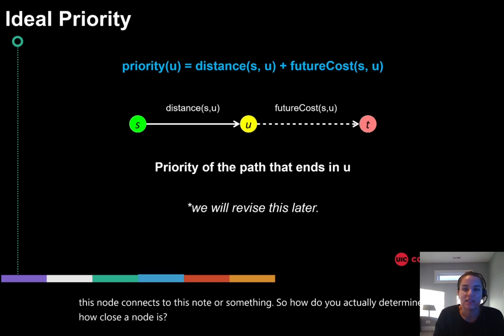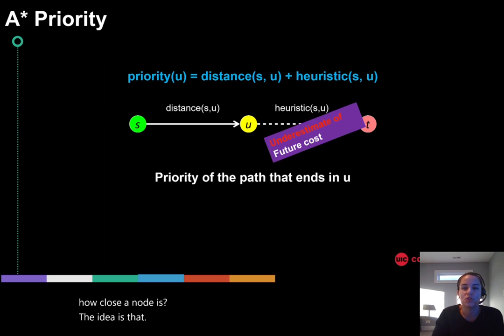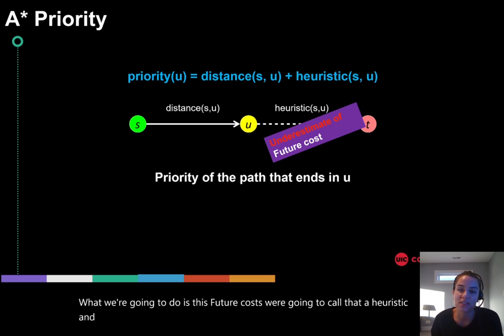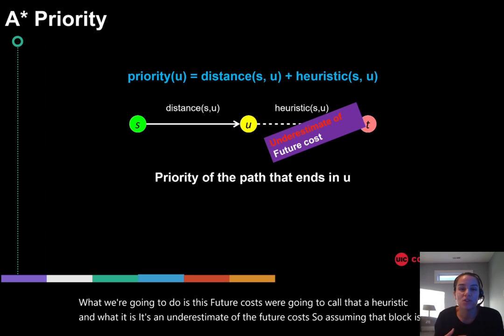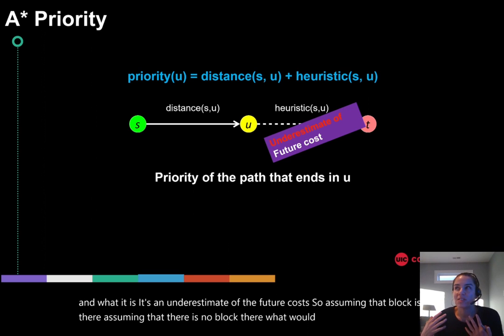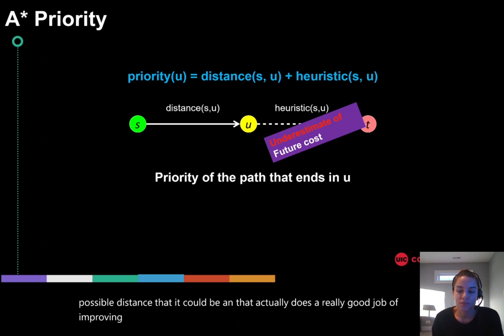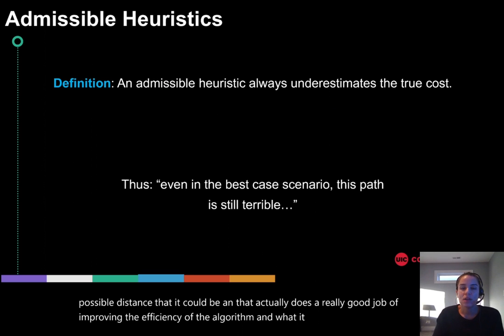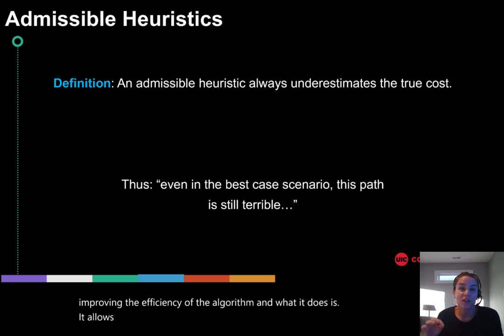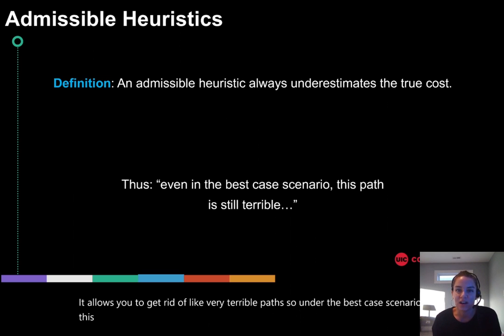Well, the idea is that this future cost, we're going to call that a heuristic. And what it is, it's an underestimate of the future cost. So assuming that block is there, assuming that there is no block there, what would be the smallest possible distance that it could be? And that actually does a really good job of improving the efficiency of the algorithm. And what it does is it allows you to get rid of very terrible paths. So under the best case scenario, this path is still terrible, is the idea of this heuristic.